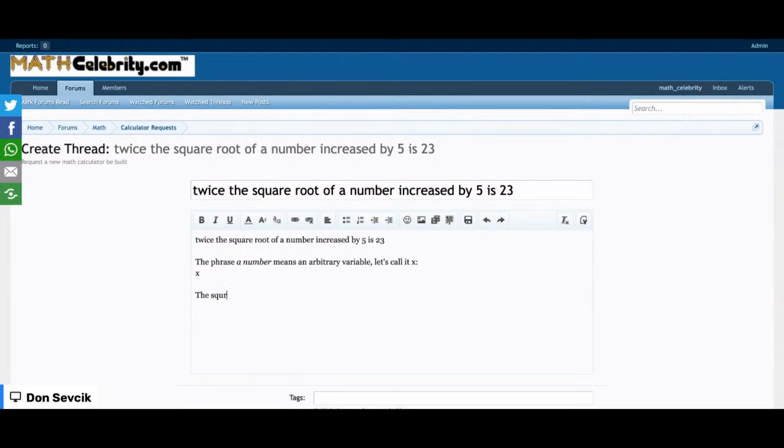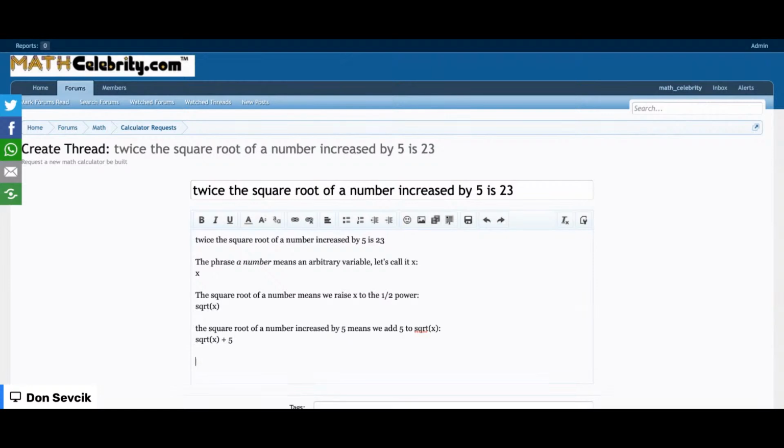The square root of a number means we raise X to the 1/2 power. I'm just going to say square root because that's how you're going to write it, or the little radical sign, which I don't have here on this page. Okay. I'm going to take each piece here. This means we add 5 to the square root of X. Square root of X plus 5.